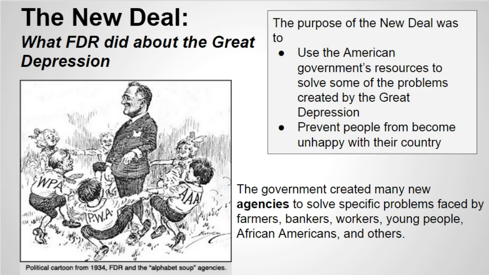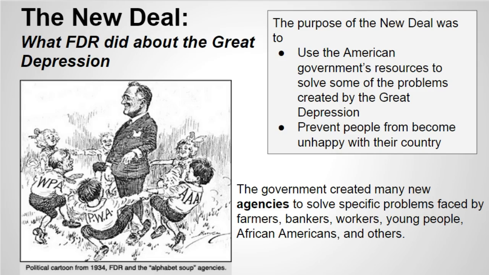Roosevelt had a clear plan to help the country deal with the Great Depression. It was called the New Deal. The New Deal consisted of a series of government agencies, or parts of the government, designed to solve specific problems faced by farmers, bankers, workers, young people, African Americans, and many others.